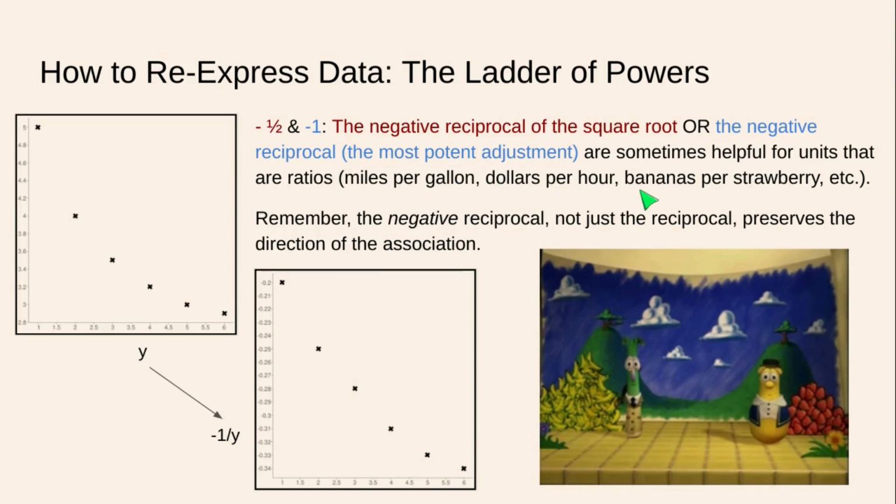Dollars per hour, bananas per strawberry. If you get this reference, you are blessed. All right, etc. If we have a ratio, then sometimes these are helpful.